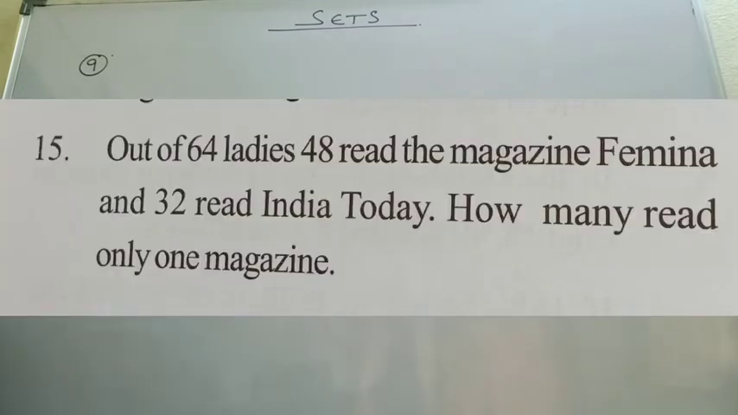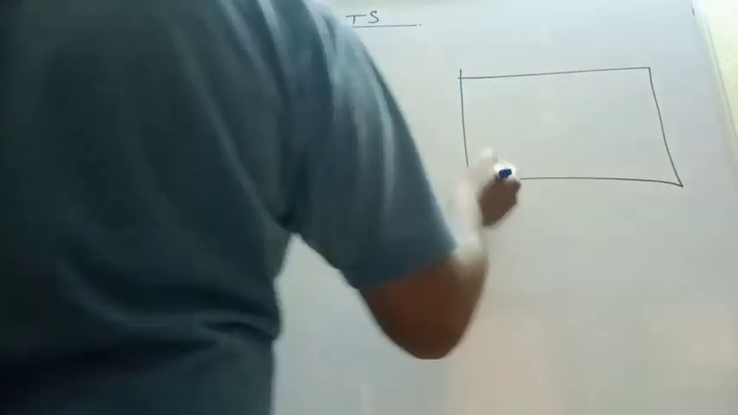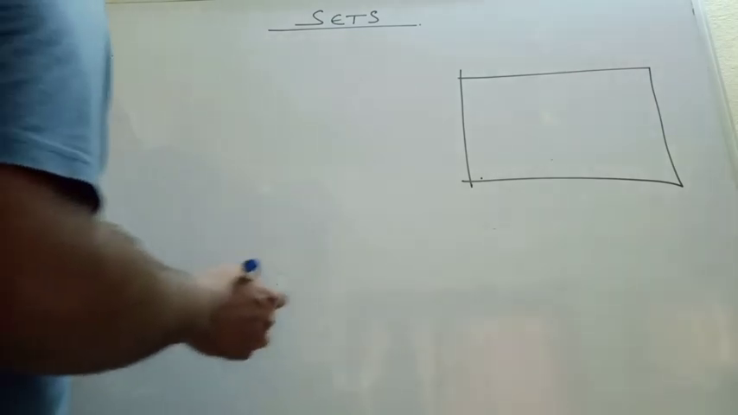Next, we have another beautiful problem, my dear students. Out of 64 ladies, 48 read the magazine Femina and 32 read India Today. How many read only one magazine? Very nice problem. Let us take the Venn diagram so that we will understand very clearly. Out of 64 ladies, 48 read the magazine Femina.